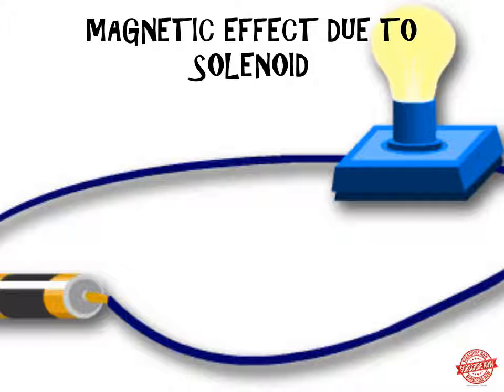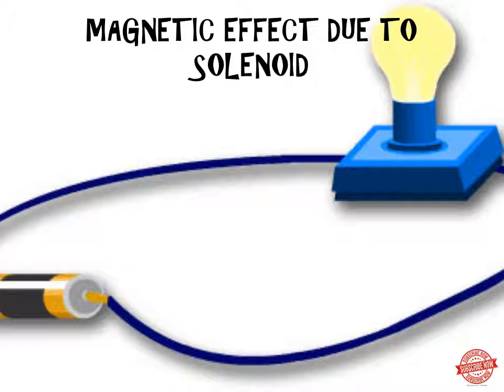Coming to the magnetic effect due to a solenoid. What exactly is a solenoid? A cylindrical coil of wire is called a solenoid. When electric current flows through the solenoid, it behaves like a bar magnet having opposite poles at the ends. In case the coil is wound around a soft iron core, the magnetic effect increases.